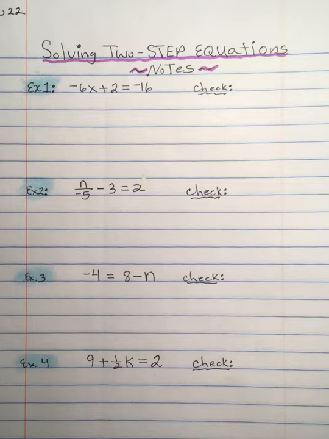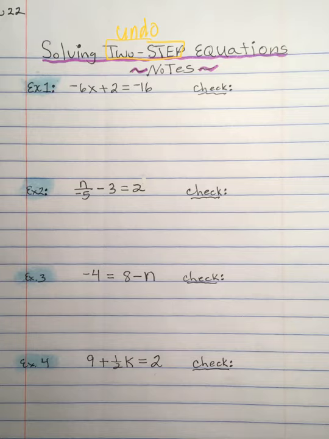Okay, so today we're going to go over solving two-step equations. And the reason why they're called two-step equations is because you have to undo two operations. So remember, order of operations, we do multiplication, division first, and adding and subtracting last. So when we're solving for equations, we want to work backwards.